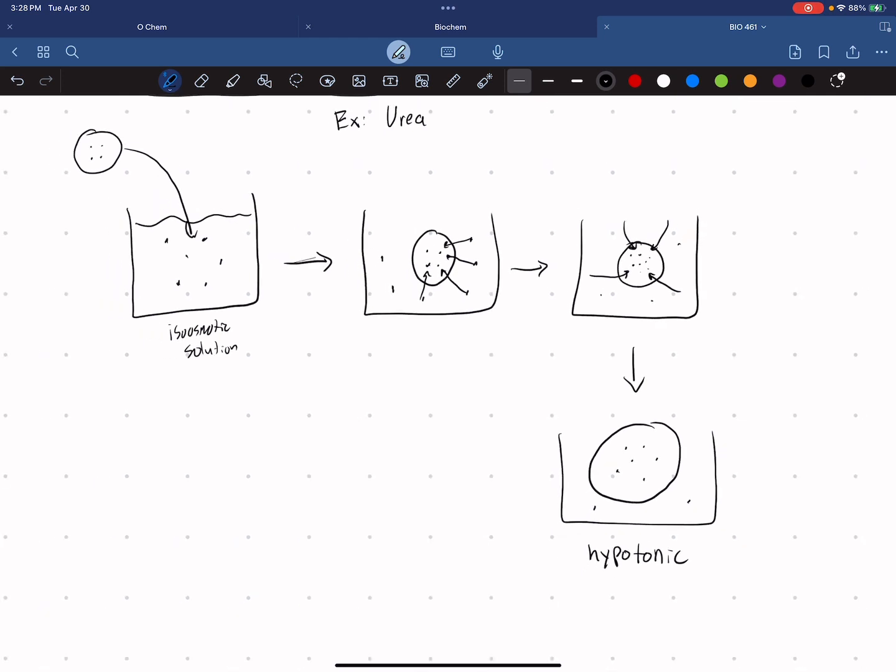So we start with an isoosmotic solution, and we know that the urea will travel into the cell here in step 1 because of its concentration gradient. And in step 2, the water through osmosis will travel into this cell with a higher concentration of urea, causing this cell to swell here in step 3.